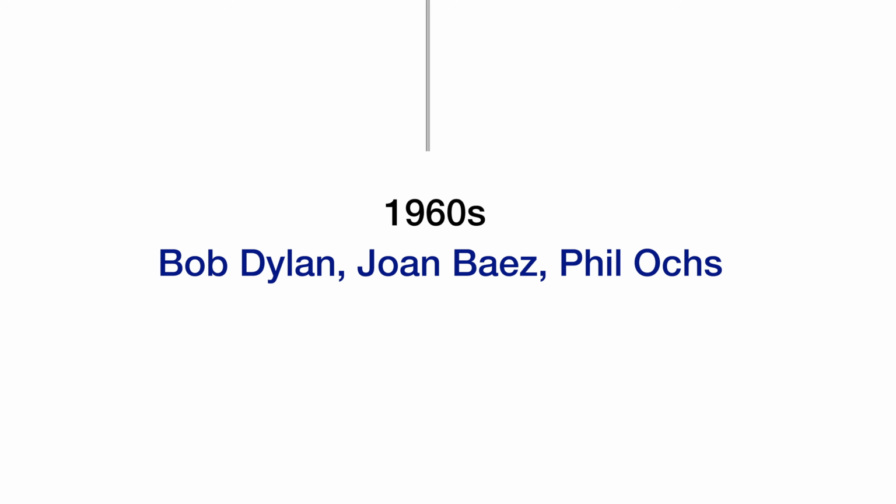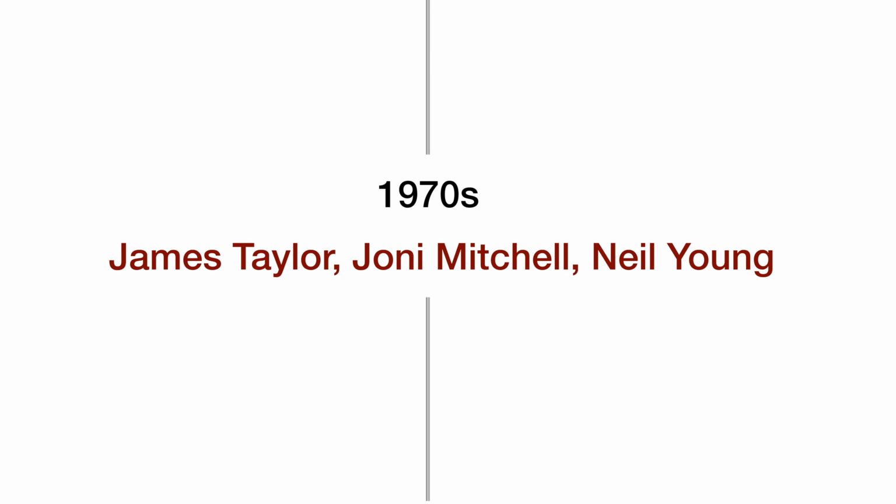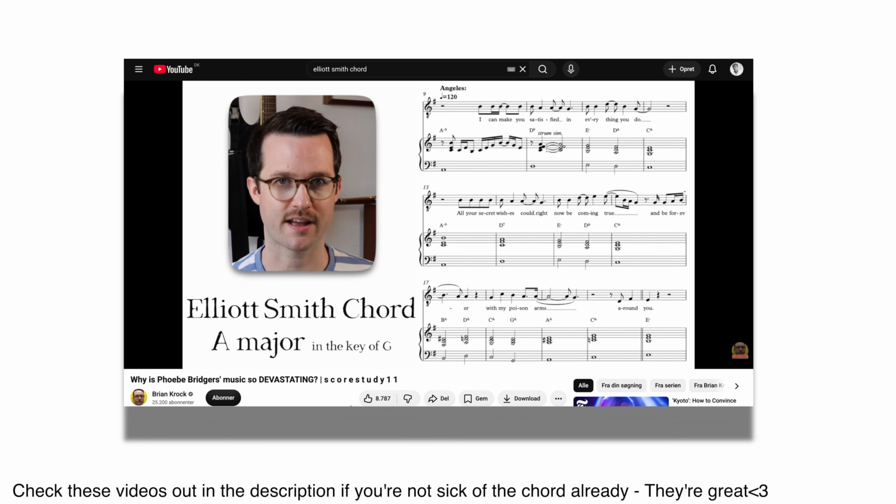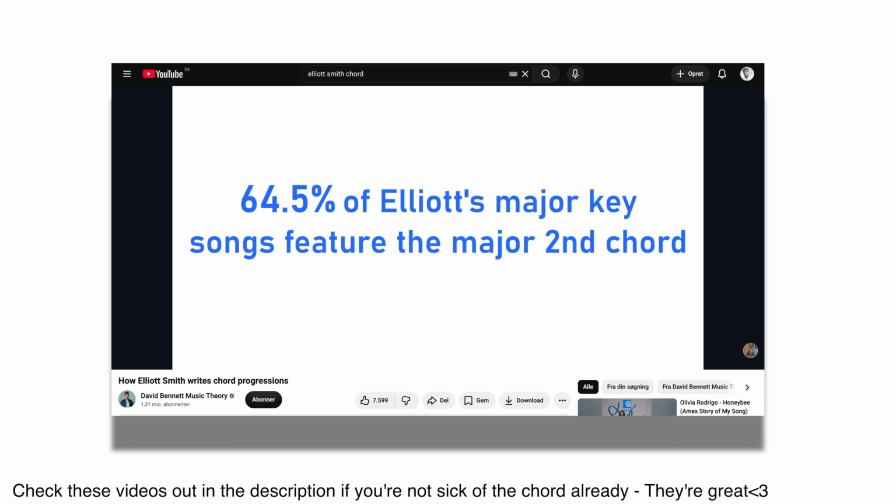Another reason I'm mentioning this is because if we follow the timeline of folk music in the 20th century, we end up at Elliott Smith. Other videos on the use of the major 2 chord call it the Elliott Smith chord because he uses it in every song. And when I say uses it, I mean using the chord as a modal interchange, not a secondary dominant, and ending the phrase with said chord. Here are a few examples.